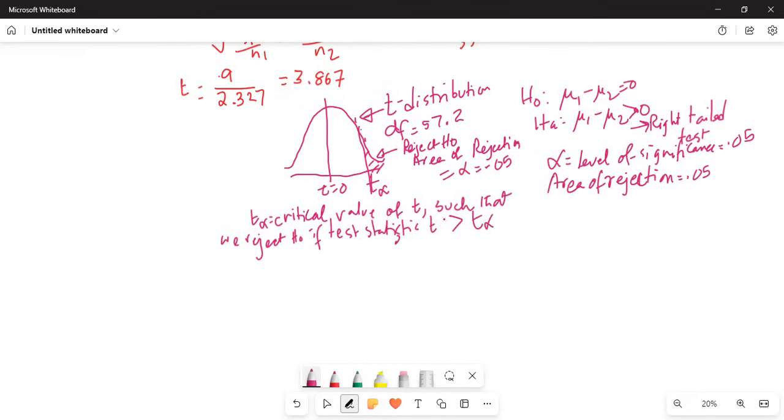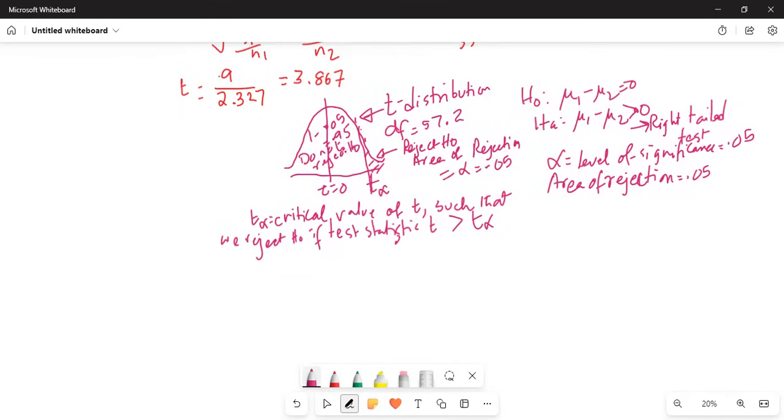Now the question is how to find this T alpha. The area to the right of it is alpha, 0.05, and the area to the left of it is 1 minus 0.05, because the total area under the t curve is always 1, from which I took out 0.05 in the right tail. So the unshaded region is where I do not reject H0, and its area is 0.95.